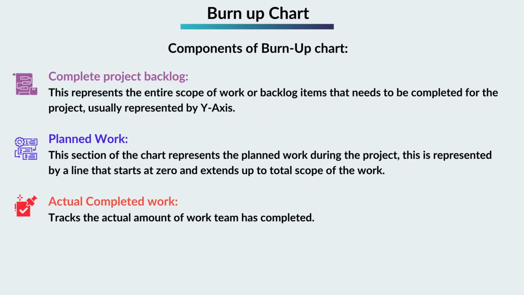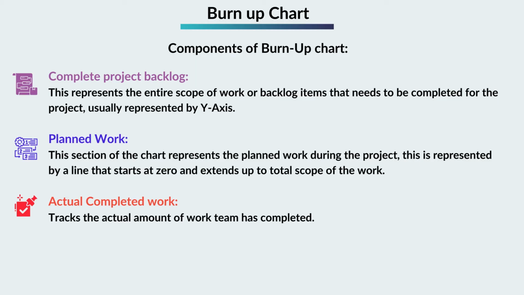This represents the entire scope of work or backlog items that need to be completed for the project, usually represented by the y-axis. Planned work. This section of the chart represents the planned work during the project. This is represented by a line that starts at 0 and extends up to the total scope of the work. Actual completed work tracks the actual amount of work the team has completed.